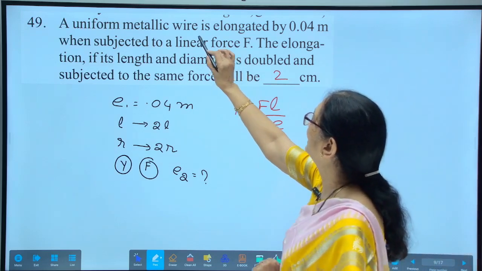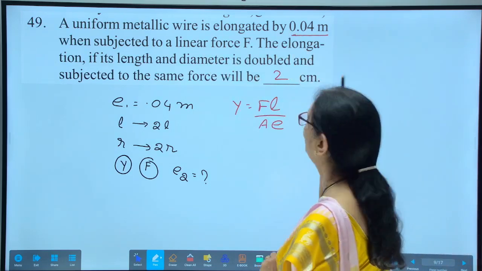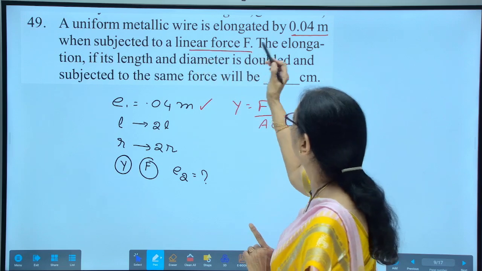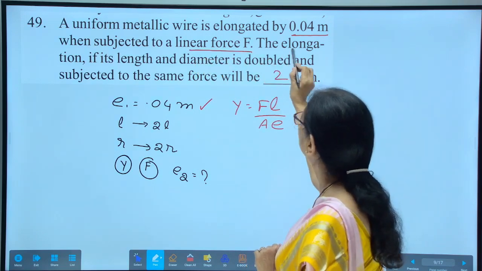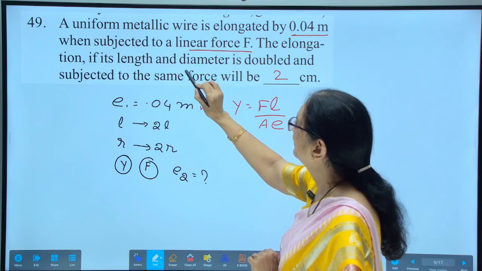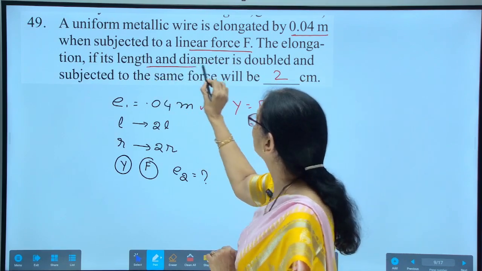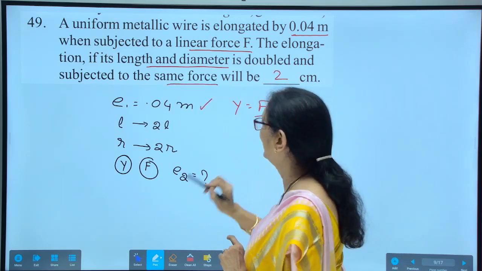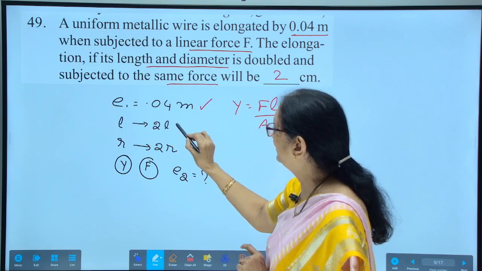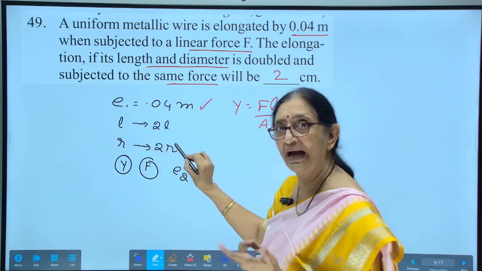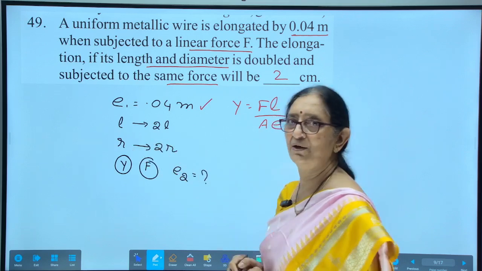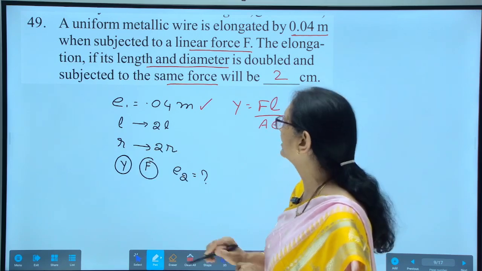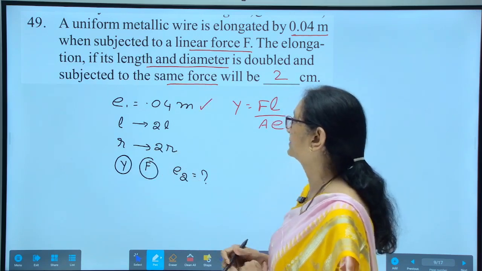A uniform metallic wire is elongated by 0.04 meters when subjected to a linear force F. What is the elongation if its length and diameter are doubled, subjected to the same force? Length is doubled, and if diameter is doubled, radius is also doubled. For the same wire, Young's modulus is constant by applying the same force F.